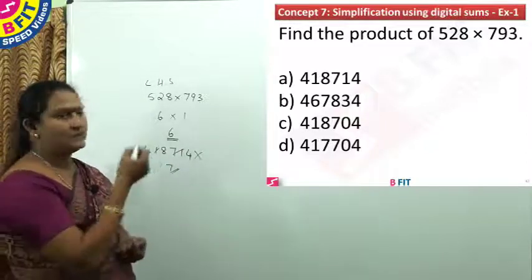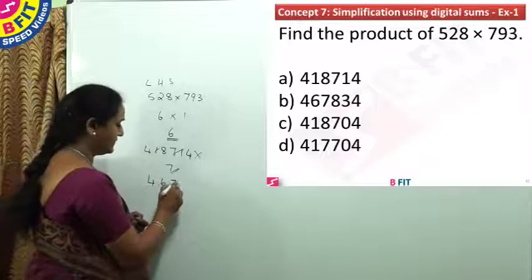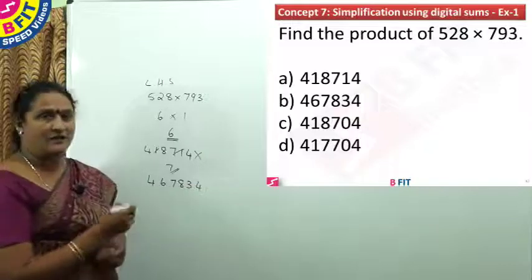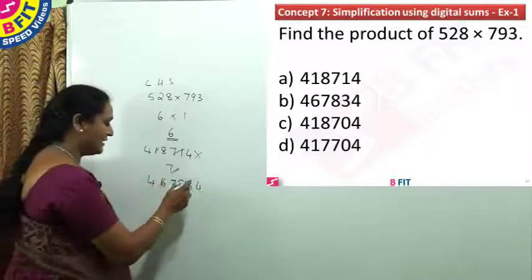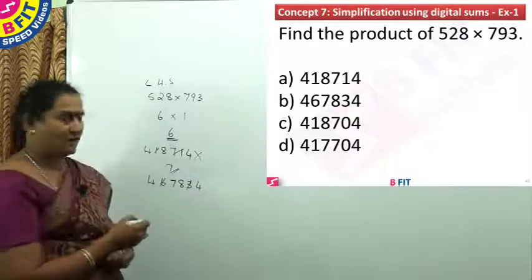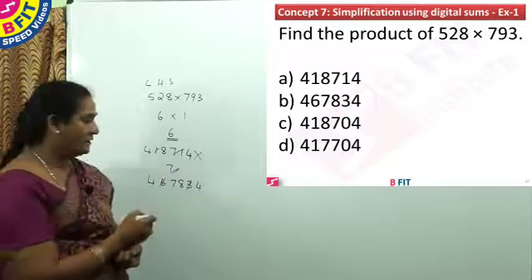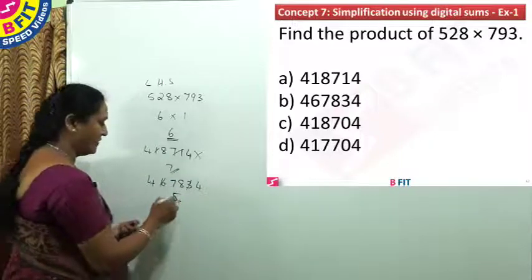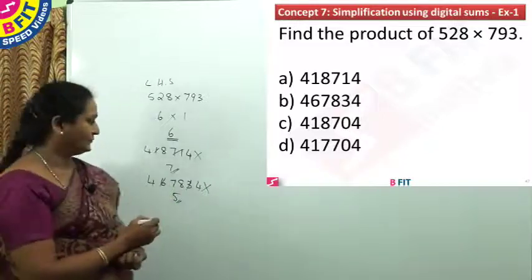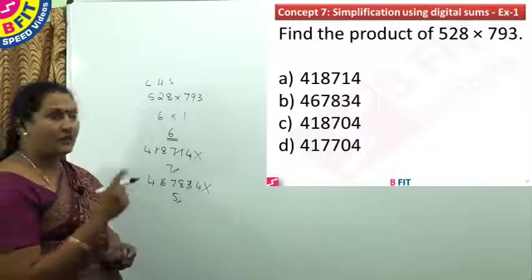Now we'll check with the second option. Option B. So it is 467834. Now adding all the digits, we'll check what is the digital sum. So 6 and 3 is 9, we can leave that. So here 4 plus 7 is 11, 11 plus 8 is 19, so 19 plus 4 is 23. So when we add 2 and 3 it is 5, so digital sum is 5, it is not 6, so we can omit this option also. So by practice, you can easily find the digital sum and get the correct answer.